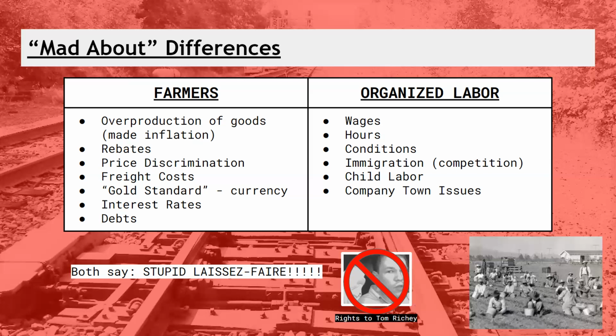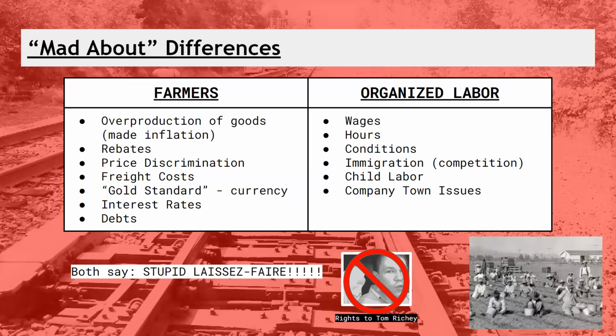Freight costs, same thing. I already said gold standard, that was a different currency standard, and it was not beneficial to the farmers at all. It caused them to be in debt. Like I said, debts and then interest rates.